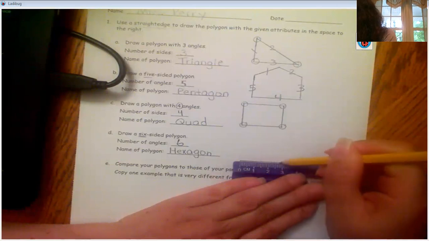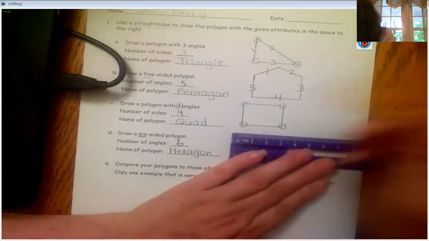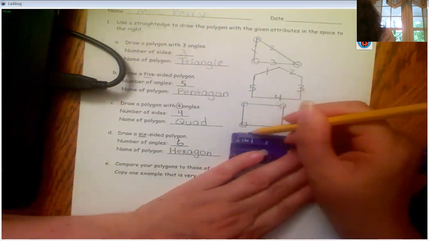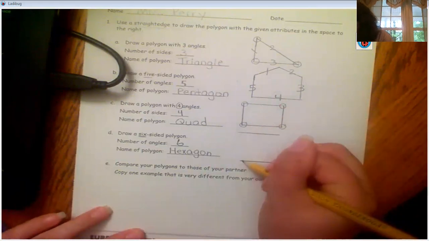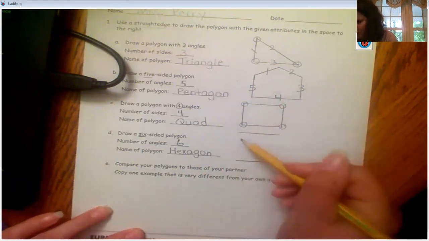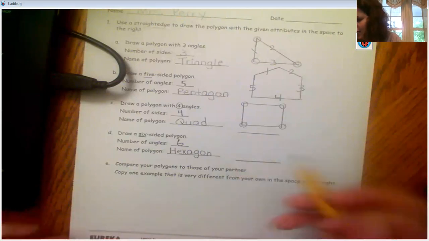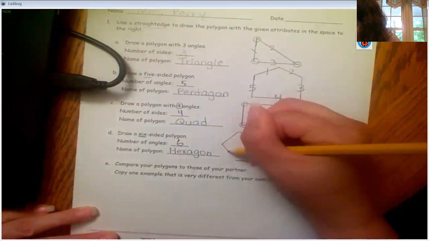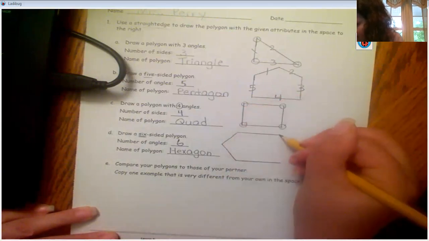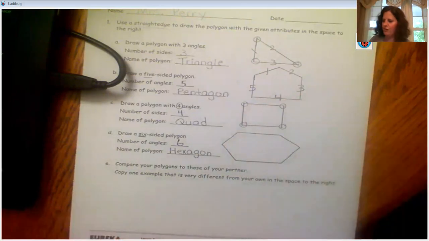I think I'm going to make a top, excuse me, that was my bottom, a top and bottom, and then do 2 sides on the left and right. And I am pretty good at drawing straight lines. So just for the sake of time for us, I'm going to go ahead and draw that.